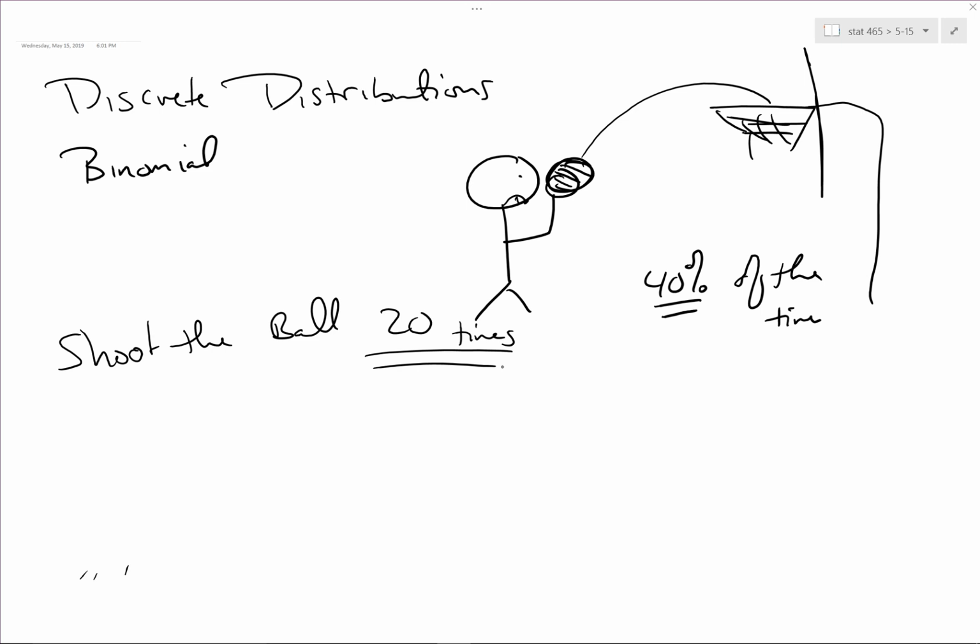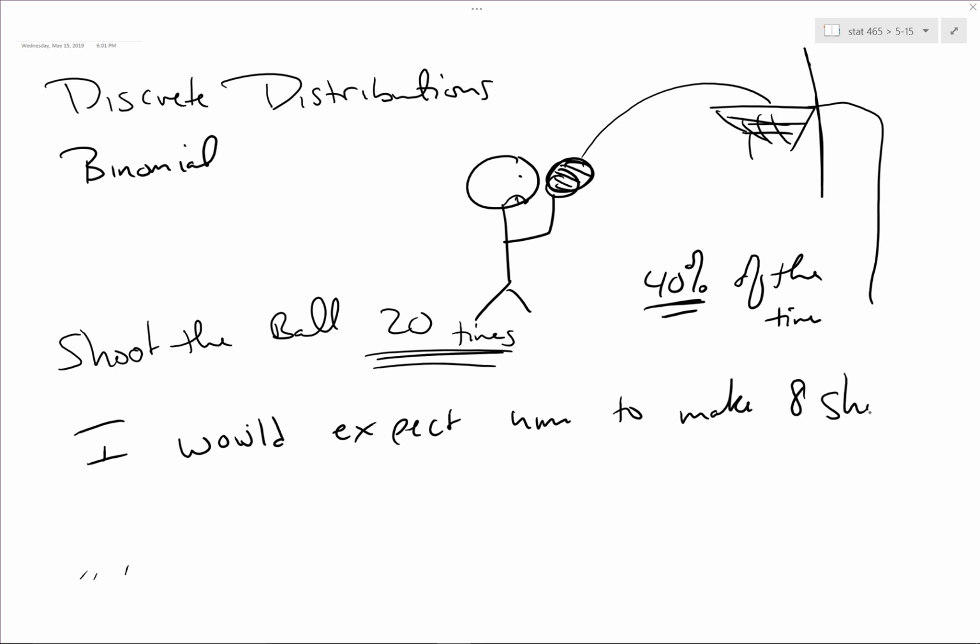40% of the time he makes them? So 8. I would expect him to make 8 shots, yes? And I know this because why? Well, 40% times 20 is 8. I would expect him to make 8 baskets, right? It's going to go in the basket 8 times. That's what I expect to happen.